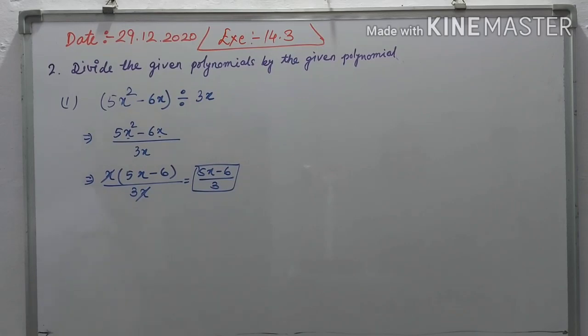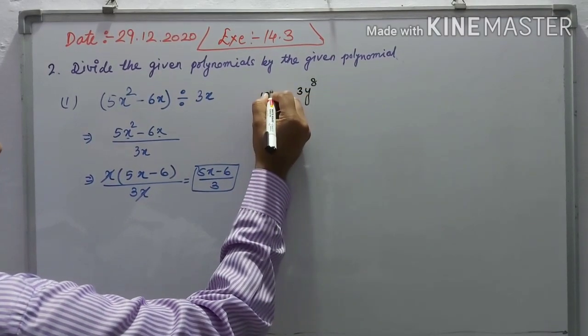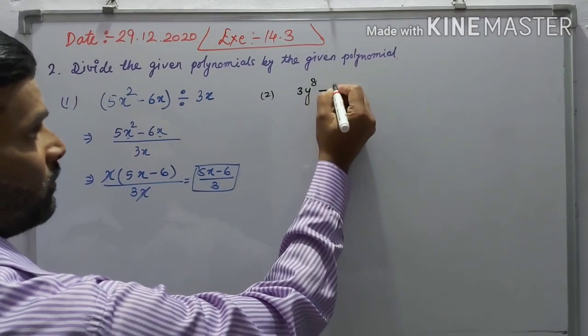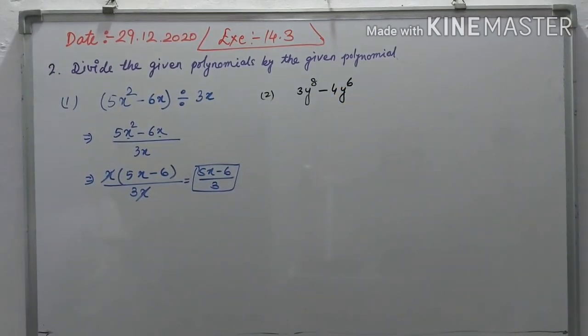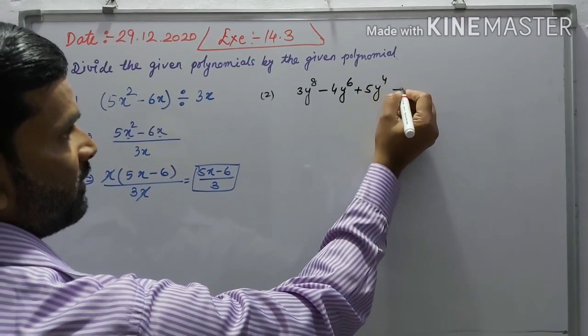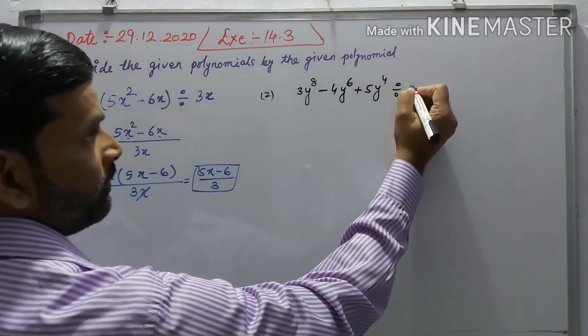Okay, similarly the second question is 3y power 8 minus 4 y power 6 plus 5 y power 4, divisible by y power 4.